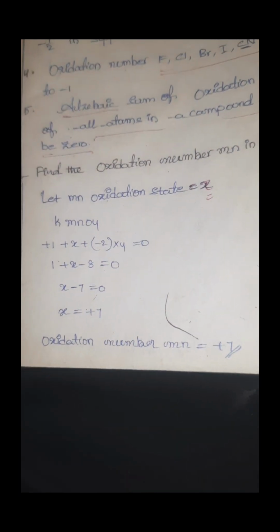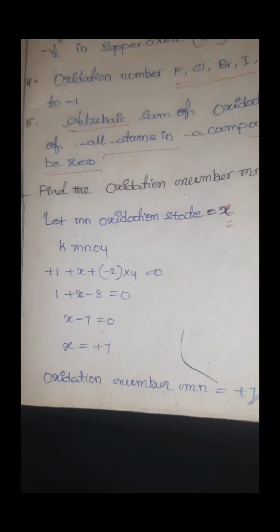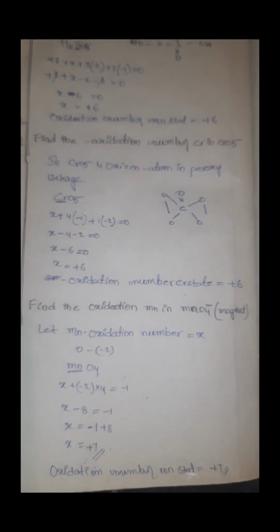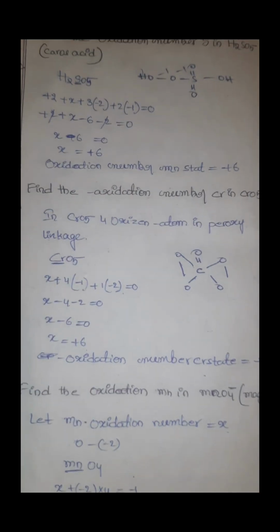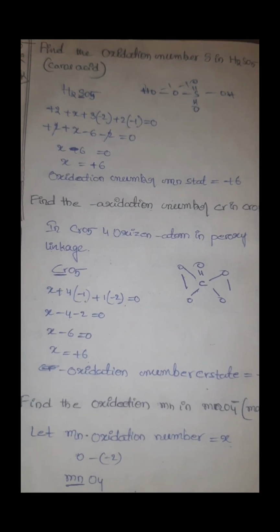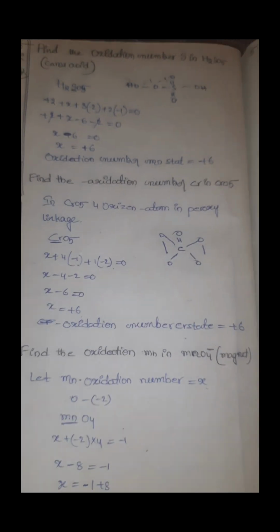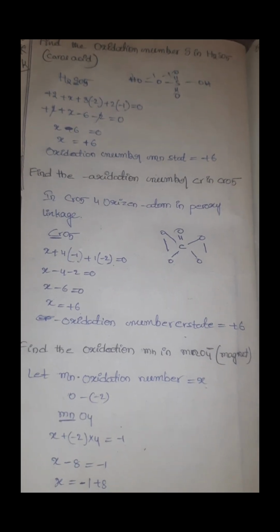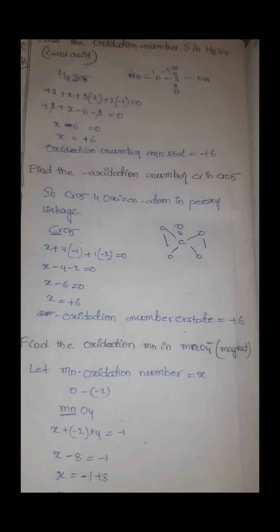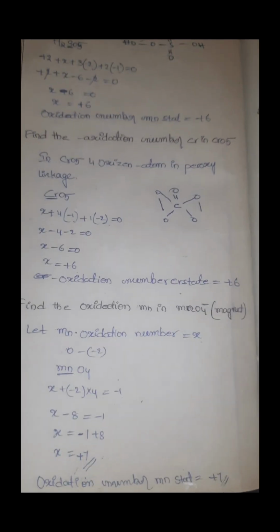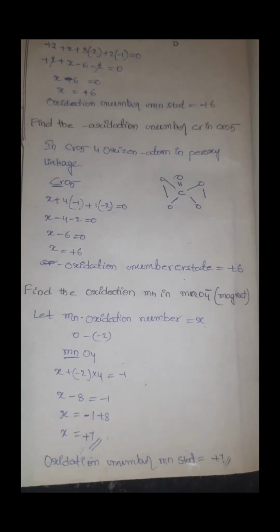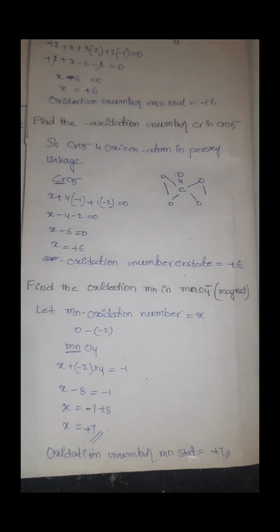Finally, after simplification, the manganese oxidation number is 7. In a similar manner, find it out for some compounds. Sulfur in carous acid, and the oxidation number of chromium in CrO5. These are special cases you have to remember. Find the oxidation number of Mn in MnO2 and in manganate MnO4 minus.